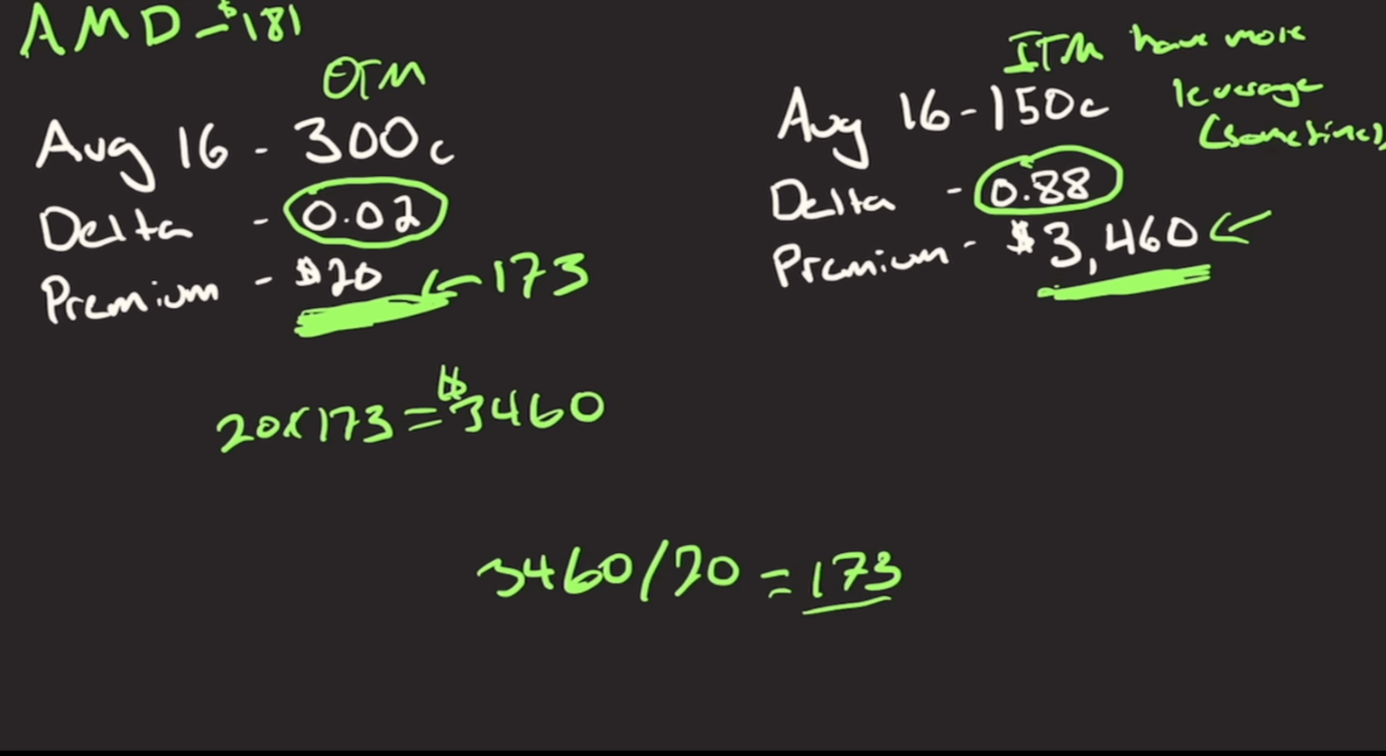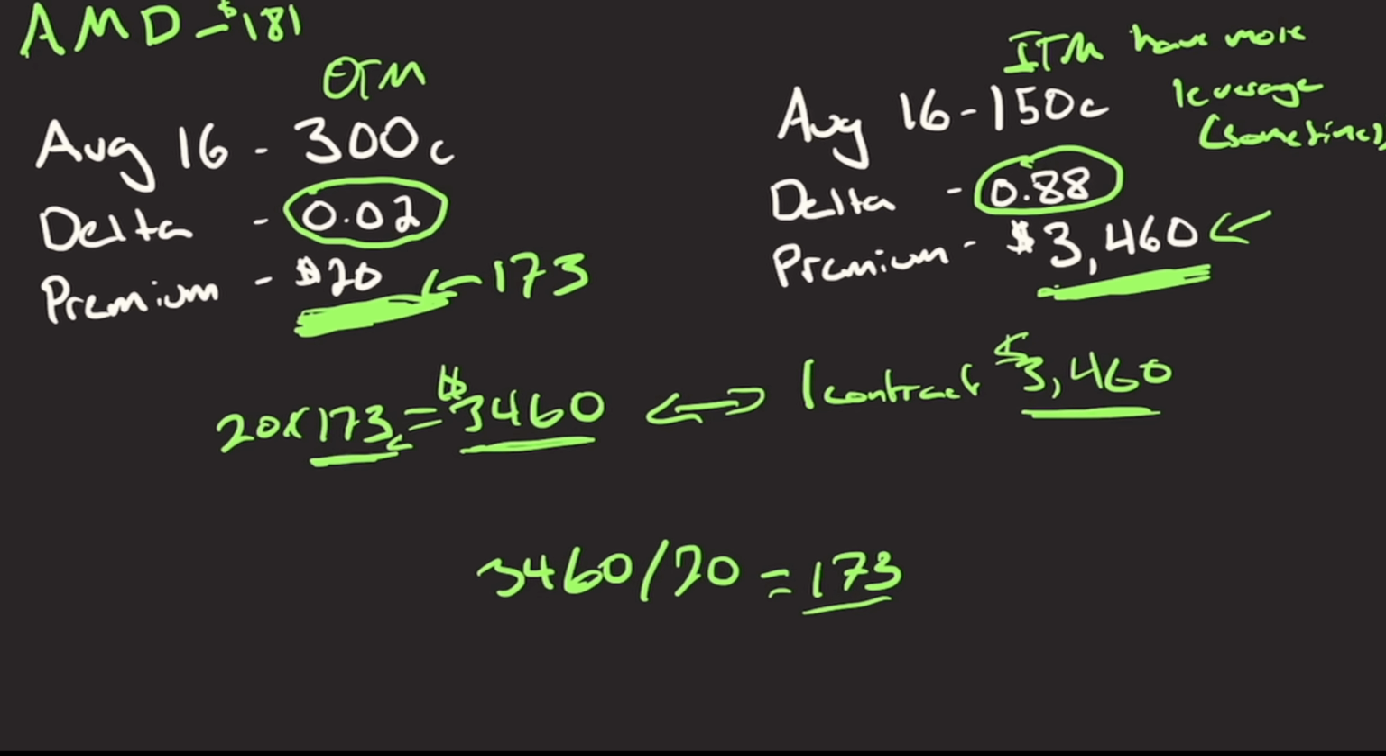$3,460. So now we're on the same page. Now the out of the money options, even though I have 173 contracts, equals $3,460 versus the in the money option that is one contract worth the same amount of $3,460. So 173 contracts, I'll put a C there, versus one contract, but they're the exact same value.